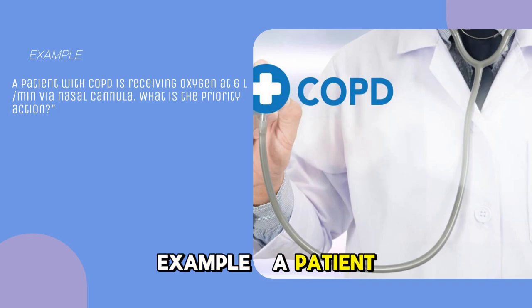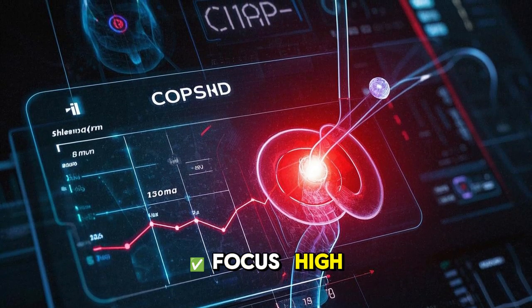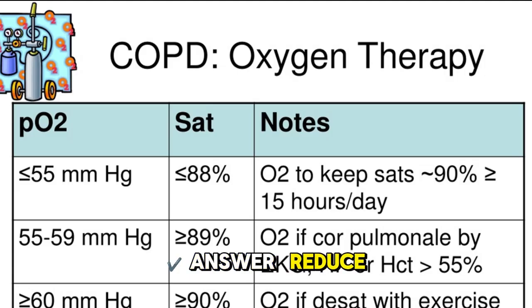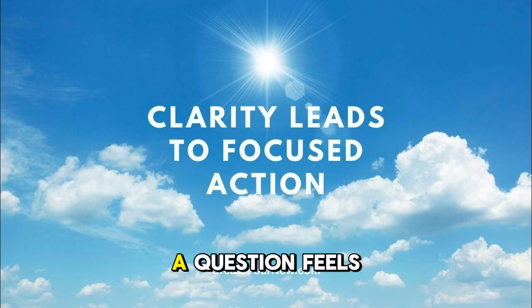Example: a patient with COPD is receiving oxygen at 6 liters per minute via nasal cannula. What is the priority action? Focus: high oxygen in COPD can suppress breathing. Answer: reduce O2 flow and monitor respiratory status. Tip: if a question feels confusing, break it down. Clarity leads to the correct answer.